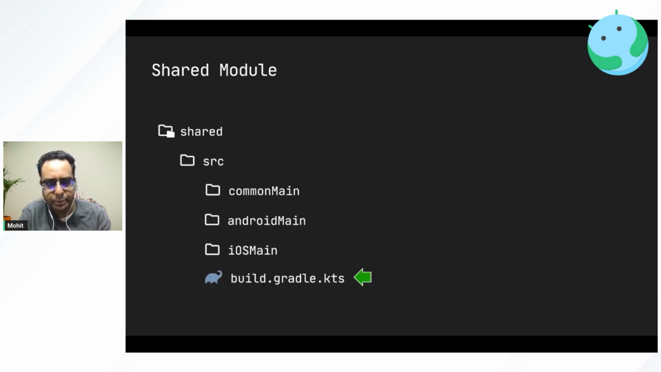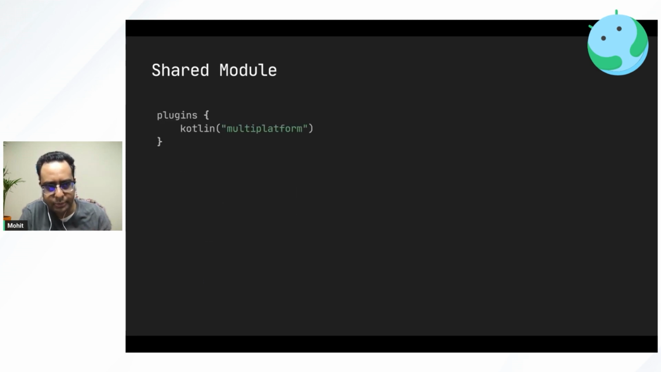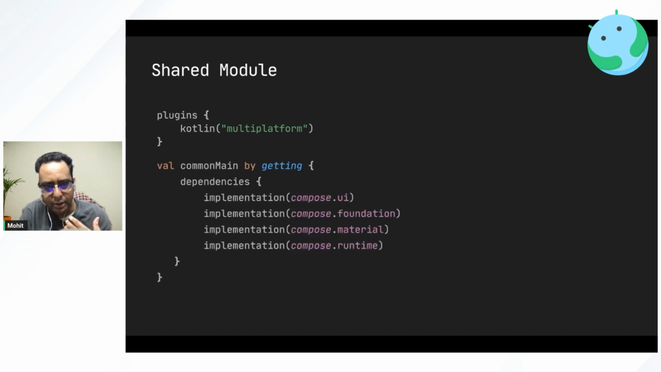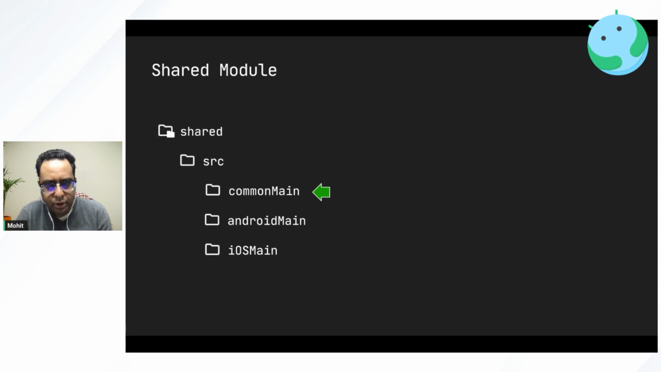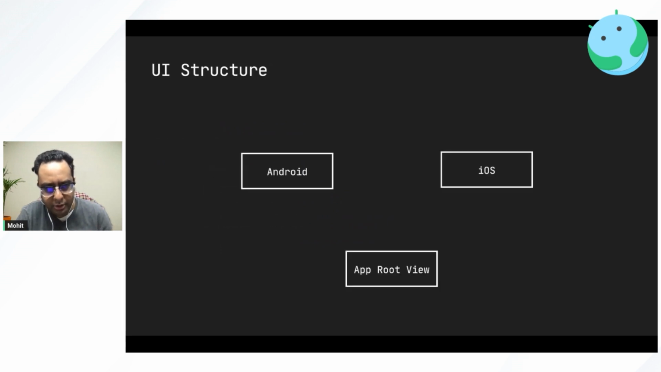And in this build.gradle file, what you'll see is that there's a plugin. There's a Kotlin multi-platform plugin that's provided to you. And what this plugin provides is that it allows you to easily add dependencies for different things. And you would add these compose dependencies in your common source set for UI, foundation, material, and runtime. So in your common main, what will you add in there? How will you structure your UI?